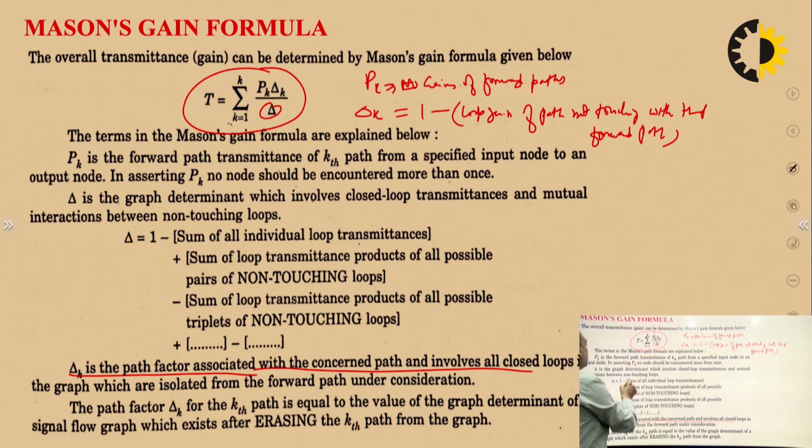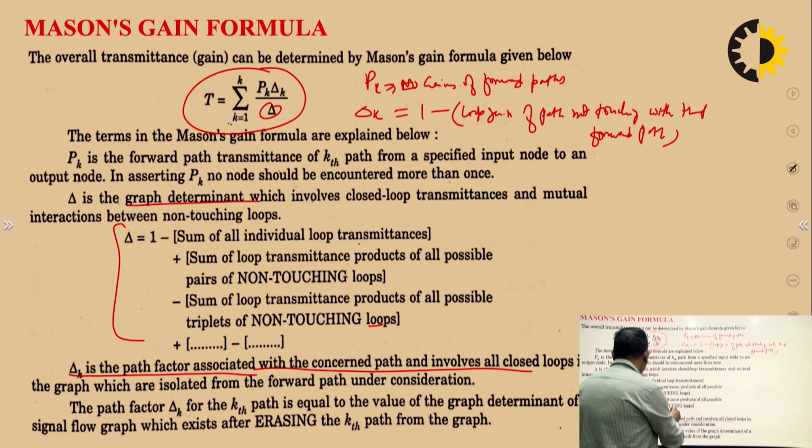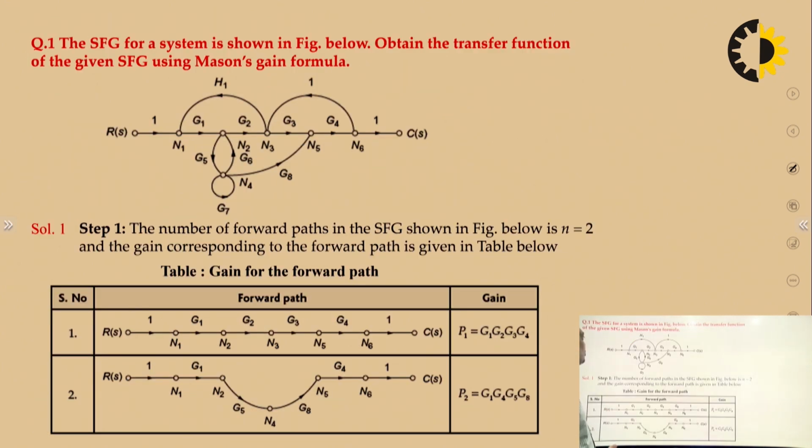Delta is the graph determinant, and its formula is 1 minus the sum of all individual loop transmittances, plus the sum of loop transmittance products of all possible pairs of non-touching loops, minus the sum of loop transmittance products of all possible triplets of non-touching loops, and so on. So by using this formula, we can solve any problem of signal flow graph using Mason's gain formula.